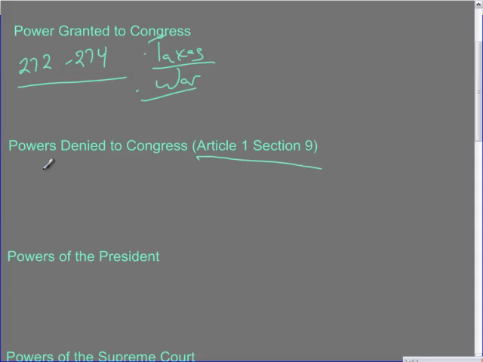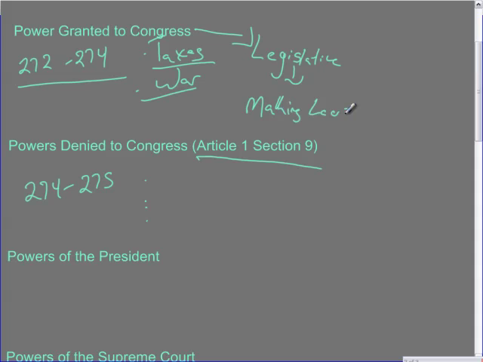This is going to be found on page 274 through 275. It's the same kind of concept. We're going to see a list of things that Congress can do. And again, when we think about Congress, we are thinking about the legislative branch, and they are making the laws. Important to remember. So back to the powers denied, there's, again, on these pages, things that they cannot do.